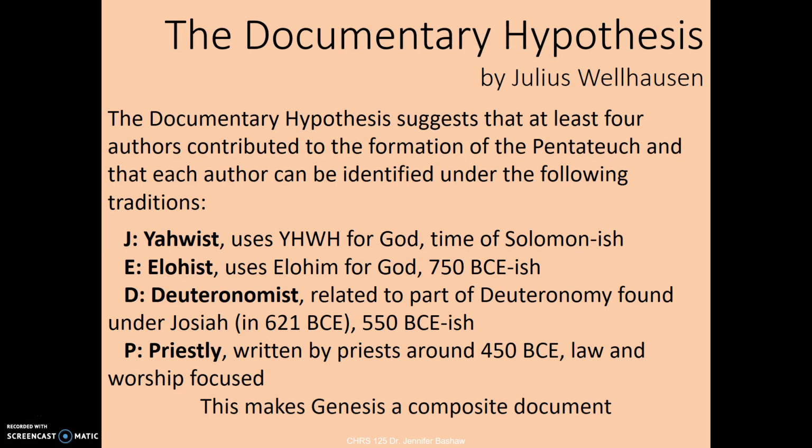The D source, or Deuteronomist, and this is related to the part of Deuteronomy that was found under Josiah in 621 BCE. And the fourth source, the P source, is the priestly source. So the main point of all this is that Genesis is a composite document, not just made up of various stories written by various people, but also compiled by different editors. And we'll look a little bit at that when we look at the creation story.